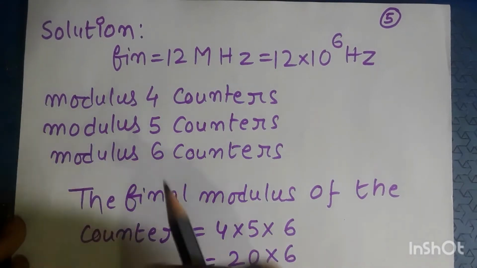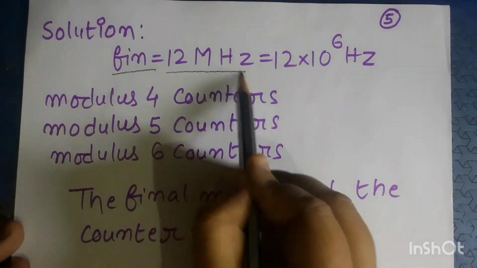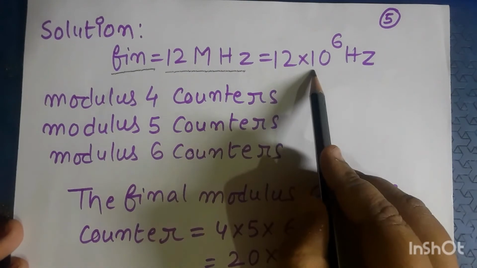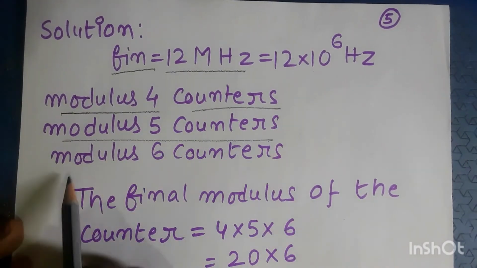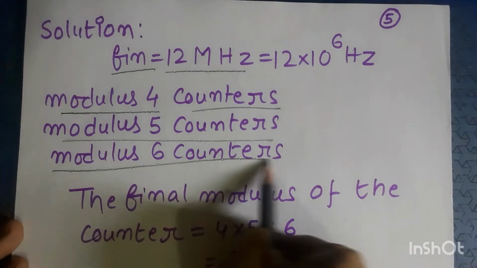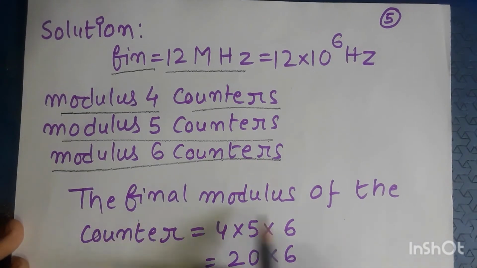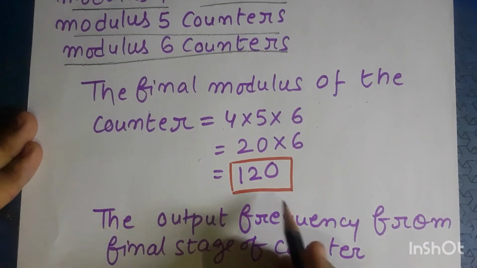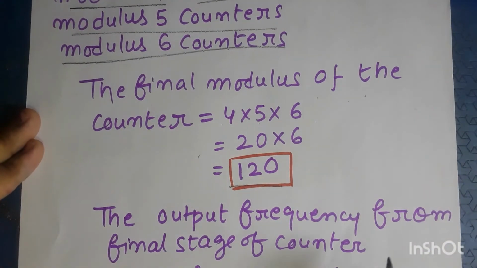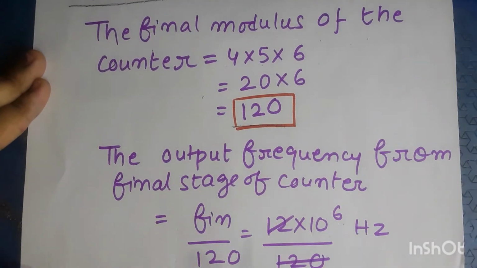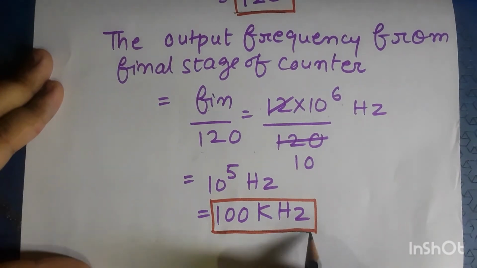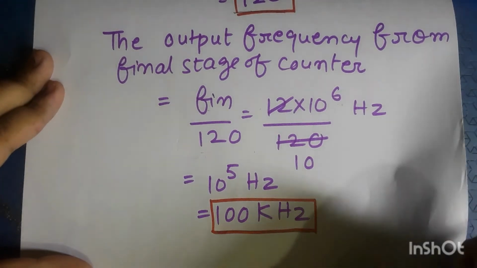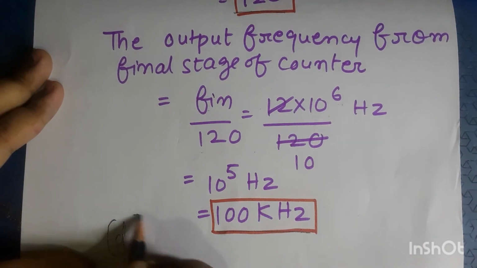So the solution is like this. Input frequency is given as 12 megahertz, that is 12 into 10 to the power 6 hertz. The modulus 4 counter is cascaded to the modulus 5 counter, which is cascaded to the modulus 6 counter. So the final modulus of the counter is 4 multiplied by 5 multiplied by 6, which is 120. The output frequency from the final stage is Fin divided by 120, which is 100 kilohertz. So the answer is D. Option D is the correct answer.